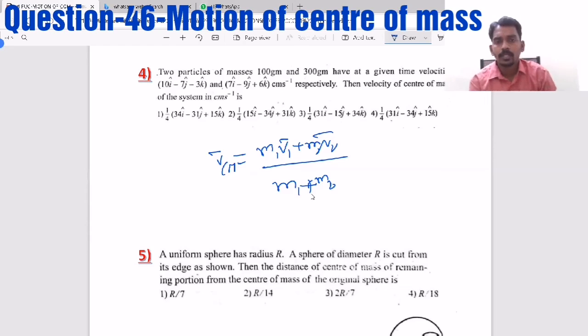And no need to convert grams into kg because they will get cancelled in numerator and denominator. And no need to convert centimeter also because they are asking the answer also in terms of centimeter per second only. Just substitute and do it.